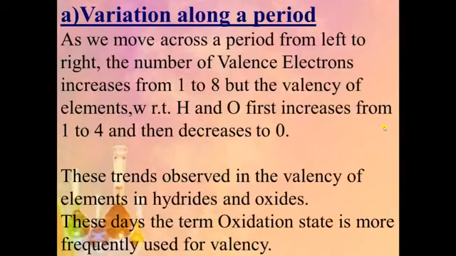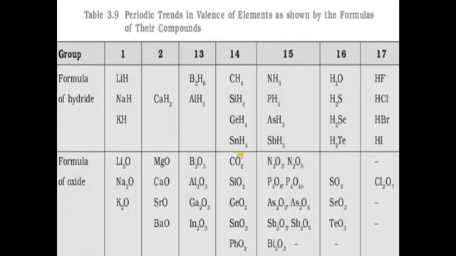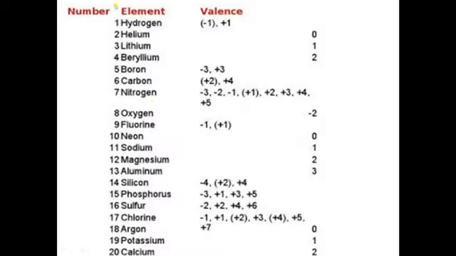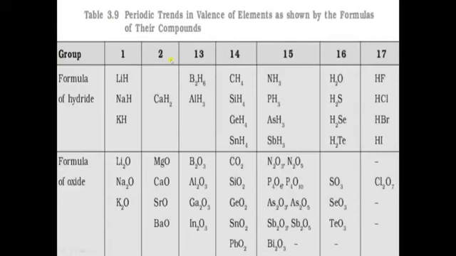Now these trends are observed in the valency of elements in hydrides and oxides. These days the term oxidation state is more frequently used for valency. Now we will study hydrides and oxides. So these are the hydrides which are formed by these elements. Group 1 elements, lithium, when combined with hydrogen, form hydrides. And when any element combines with oxygen, it forms oxides. So this is lithium hydride. Here the valency shown by lithium is 1.